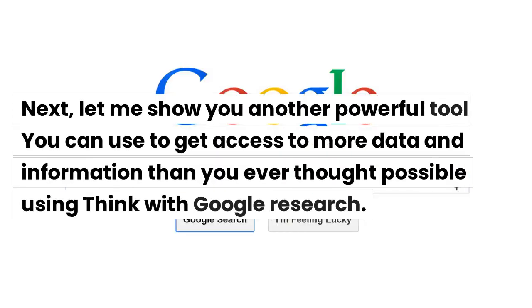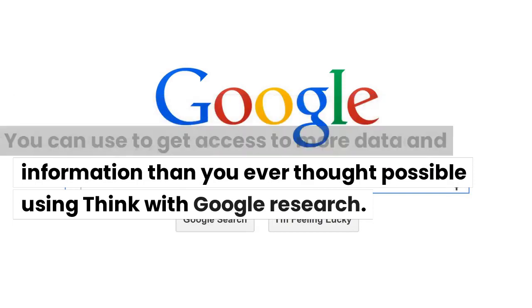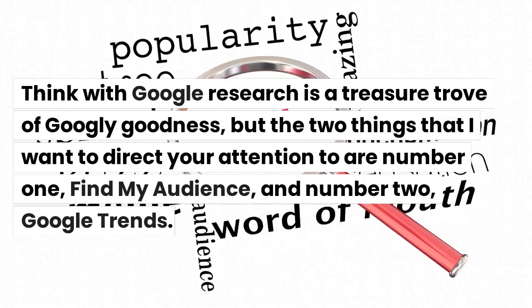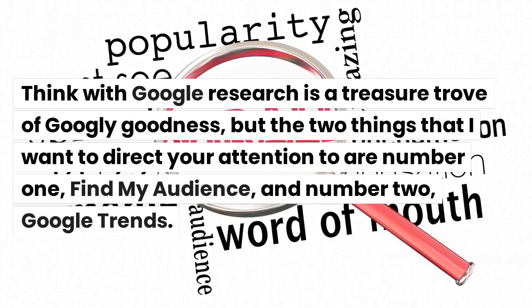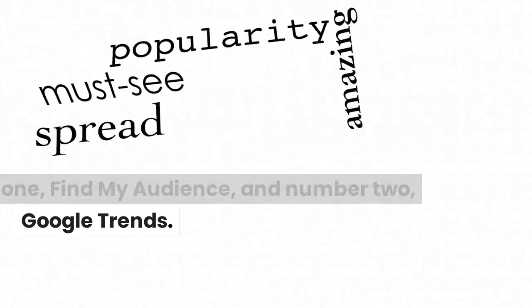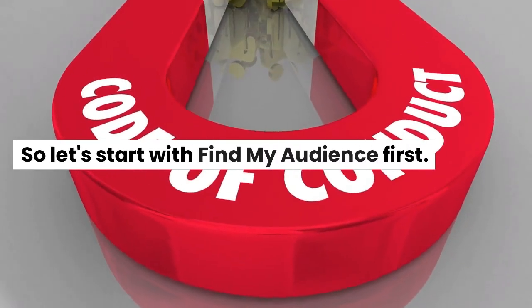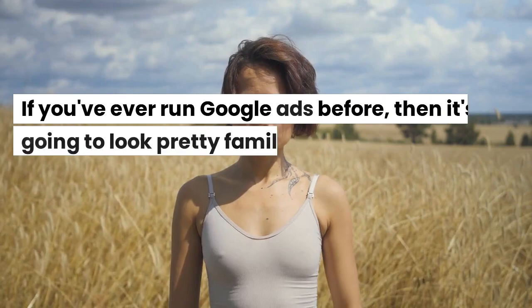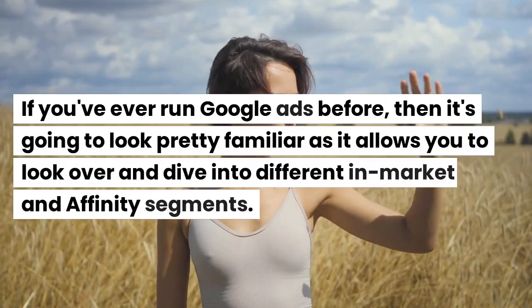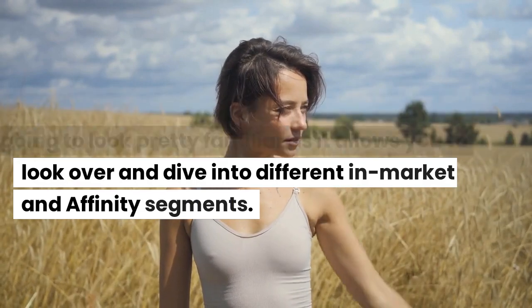Next, let me show you another powerful tool you can use to get access to more data and information than you ever thought possible using Think with Google Research. Think with Google Research is a treasure trove of googly goodness, but the 2 things that I want to direct your attention to are number 1, Find My Audience, and number 2, Google Trends. So let's start with Find My Audience first. If you've ever run Google Ads before, then it's going to look pretty familiar as it allows you to look over and dive into different in-market and affinity segments.